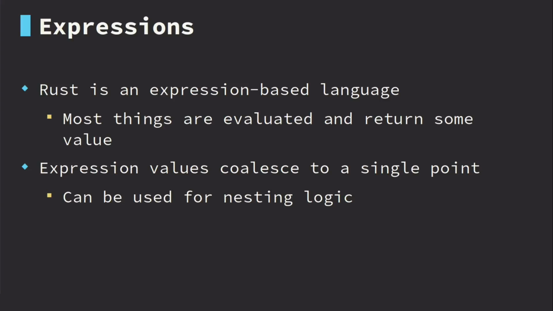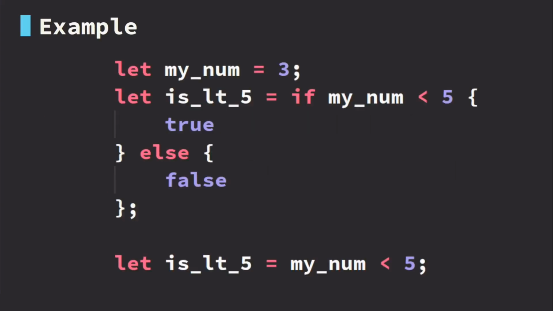Let's take a look at an example to see what I mean about coalescing. In this example, we're creating a variable named mynum and setting it to 3. We then have a let binding, and the let binding is set to the value of an expression. The expression we're setting it to is the if expression. So we're setting is_lt5 to the result of this expression, which extends all the way here.